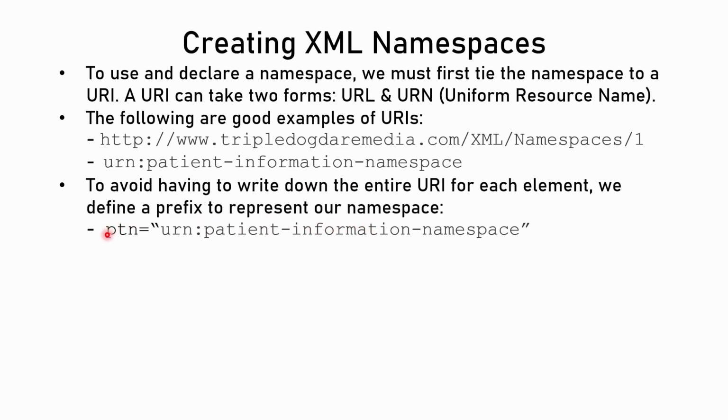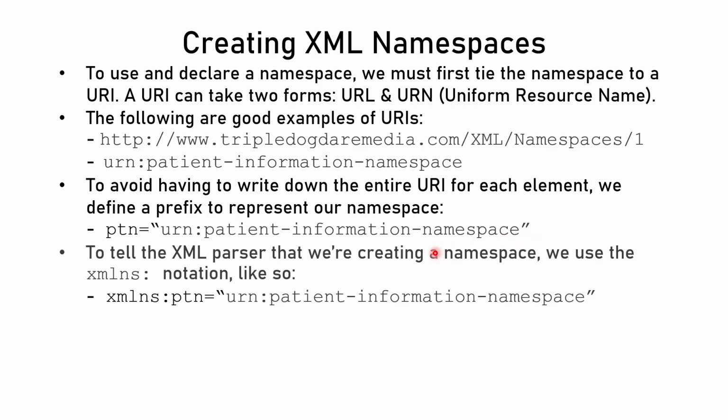So for example, in this case, we have defined a prefix called ptn, and it is referencing the namespace URN patient information namespace. Okay. Now we need to tell our parser that we are declaring or creating a namespace, right? To do that, we use the keyword xmlns. So inside our XML document, we write something like this: xmlns:ptn equal to URN patient information namespace. So doing this will essentially let the parser know that we have created a prefix called ptn, and it is referencing the namespace URN patient information namespace.